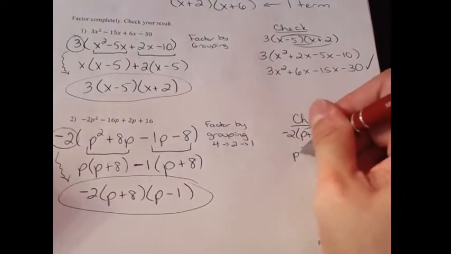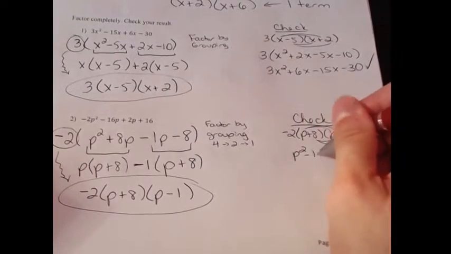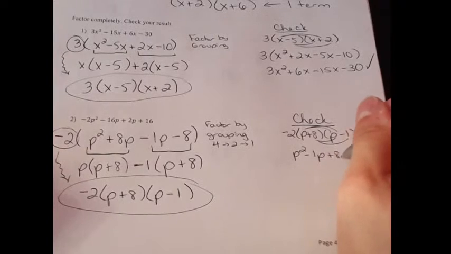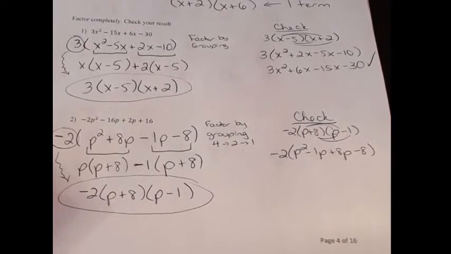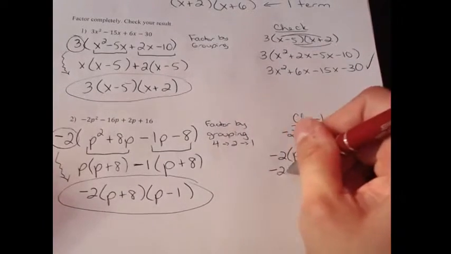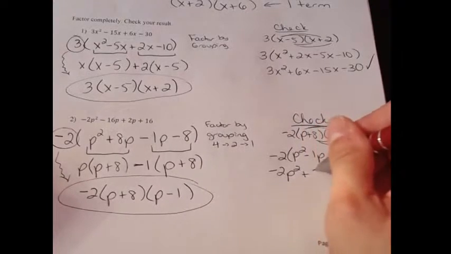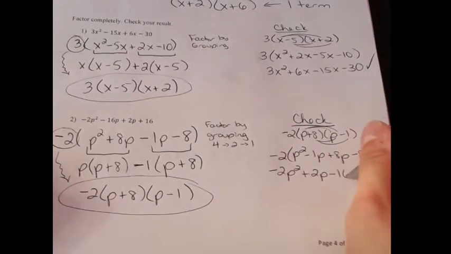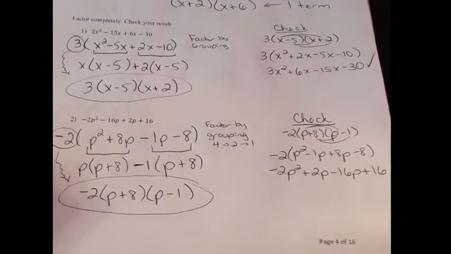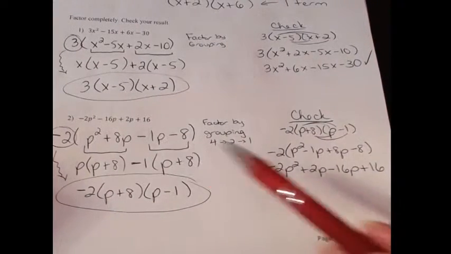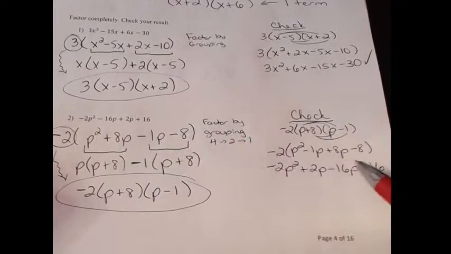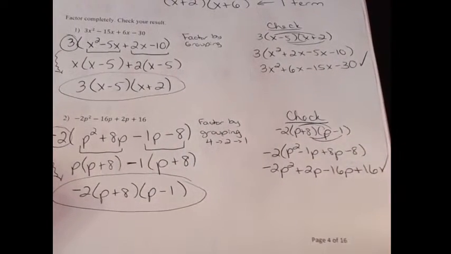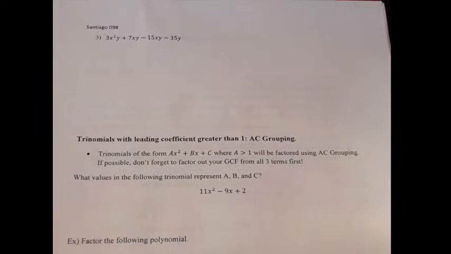P times p is p squared. P times negative 1, negative 1p. 8 times p is 8p. 8 times negative 1 is negative 8. Bring the negative 2 down, and now all we have to do is distribute. So we get negative 2p squared, positive 2p, negative 16p, positive 16. Let's double check. Negative 2p squared, 2p, negative 16p. Here it is, positive 16, and check. We're done.